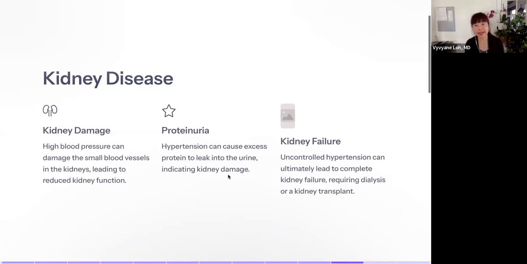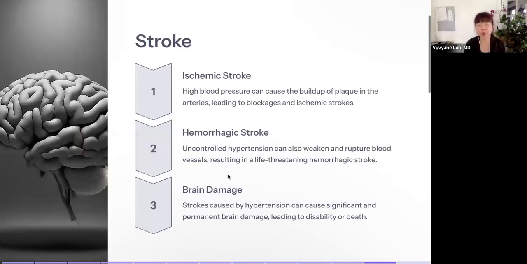You might require dialysis and eventually maybe even a kidney transplant. So what about stroke? You could have different types of stroke. Ischemic stroke is caused from blocked arteries, and this again could be due to the buildup of these fatty deposits in the artery. So it ultimately blocks the blood flow, and you get ischemic stroke, which means you don't have enough blood flow to the brain, and you would get a stroke as a result.